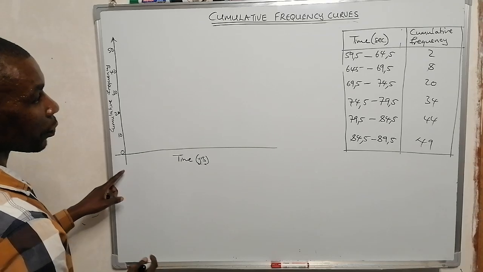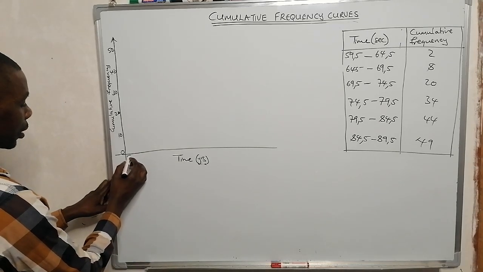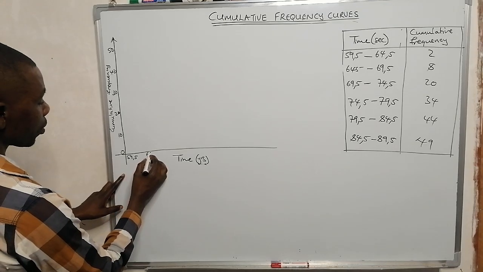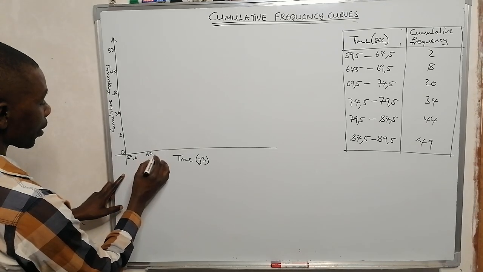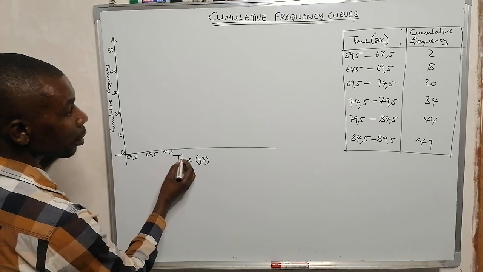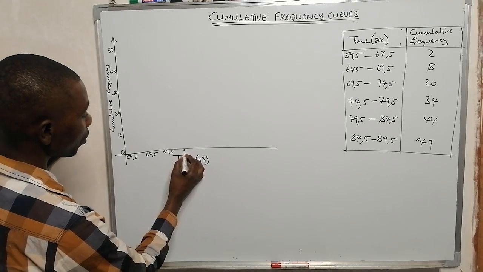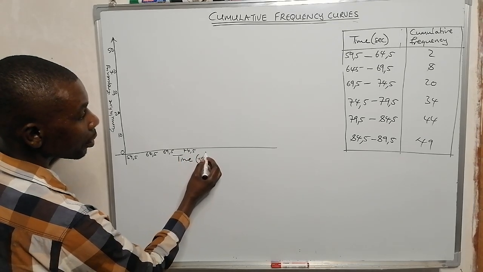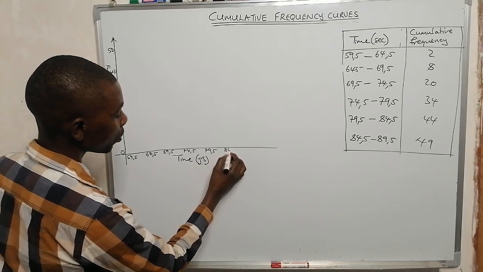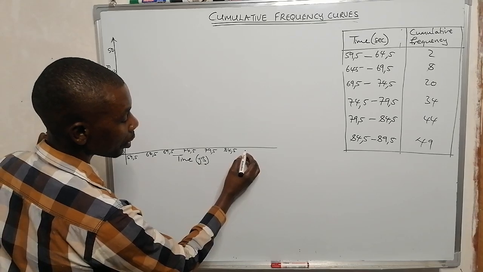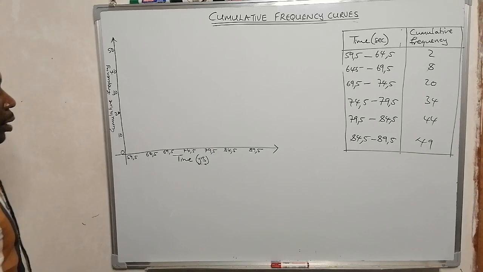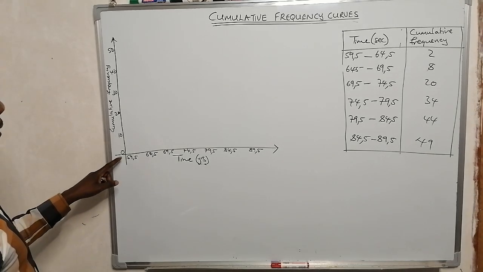So we are starting from 59.5 here. You can say this is 59.5, 64.5, then 69.5, 74.5, 79.5, 84.5, 89.5, right? Then here that's 0.